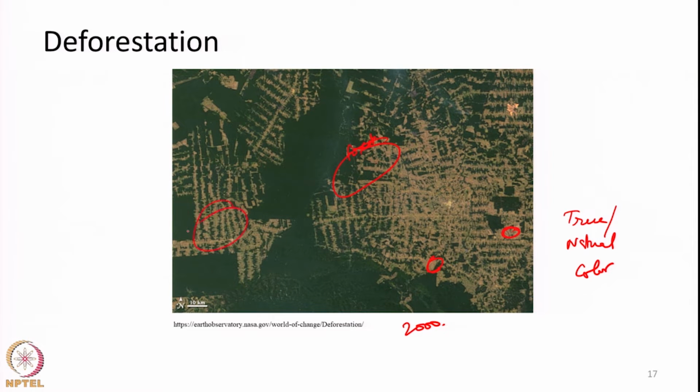So, even by just visual looking we are able to tell, okay, such a huge area of forest has been removed for some other purpose. So, we can actually quantify the area of decrease in forest and how much time it took. So, these are very simple examples.